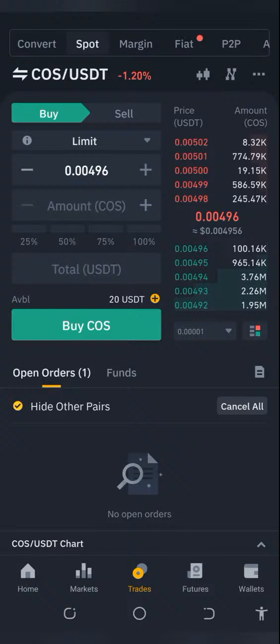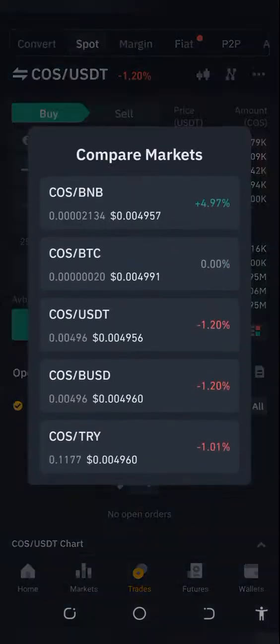Now, looking at this, COS is actually the target coin. USDT is the base coin. Then we're going to choose a profit coin. For us to know which one is the profit coin or the base coin, you will need to go to compare markets. And that's where you're going to check. It's the smallest price here that will be your base coin.